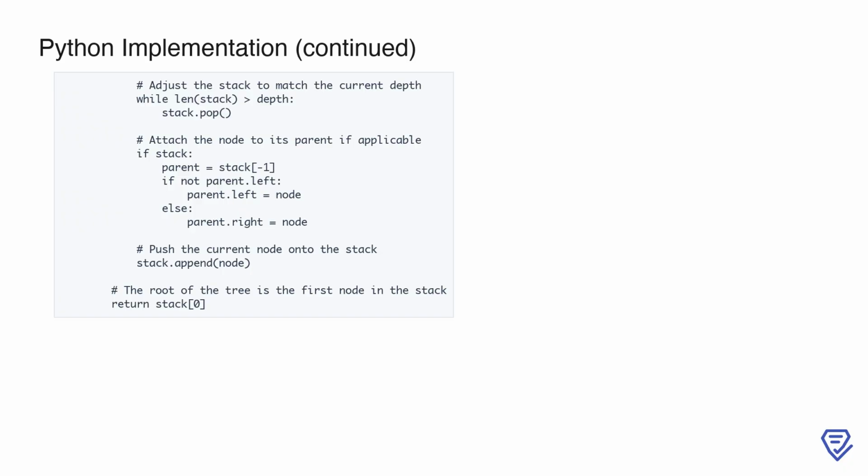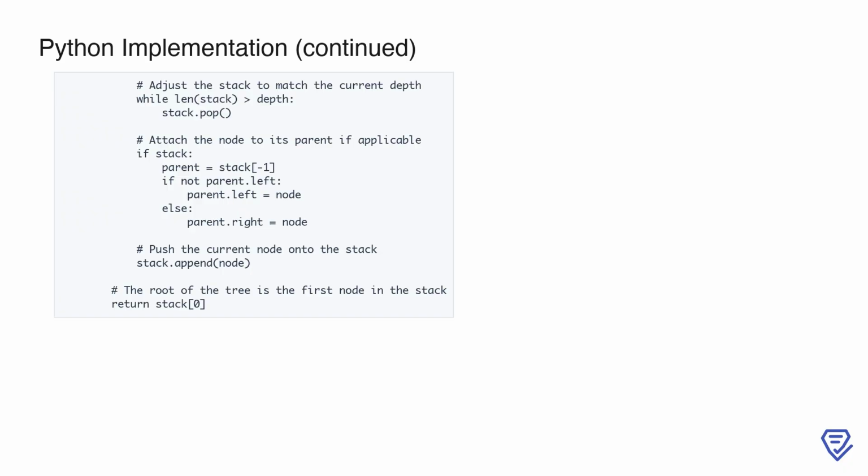Once the stack is adjusted, we check if there's a parent node available by examining whether the stack is not empty. If a parent exists, we determine whether the new node should be attached as the left or the right child. If the parent node's left child is empty, we assign the new node to the left. Otherwise, we assign it to the right. After attaching the node to its parent, we push the current node onto the stack. This allows it to potentially become a parent for future nodes.